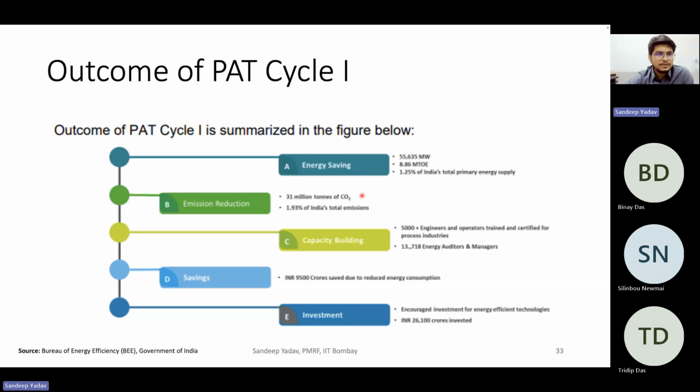The outcome of PAT cycle 1 is energy savings of around 55,635 megawatt, or 8.86 million tons of oil equivalent, which we can convert into India's primary energy supply. That would be 1.25% of India's total primary energy supply. Coming to emission reduction, 1.93% of the total emissions were saved from the PAT 1 cycle. For capacity building, 50,000 plus engineers and certificates for the process industries. There are savings of around 9,500 crores, and investment of around 26,000 crores. So that is the outcome of PAT cycle 1.